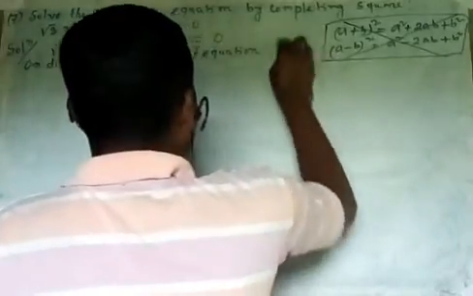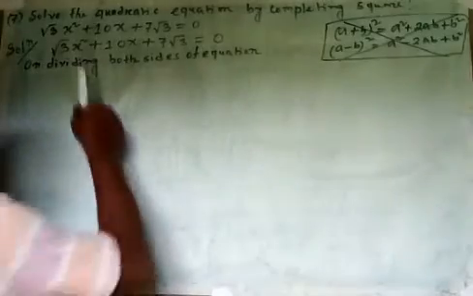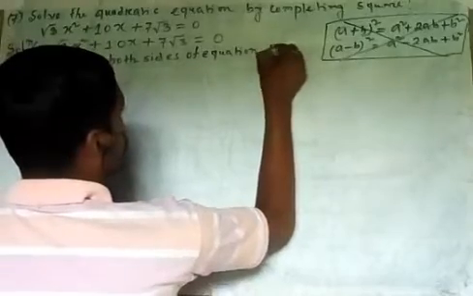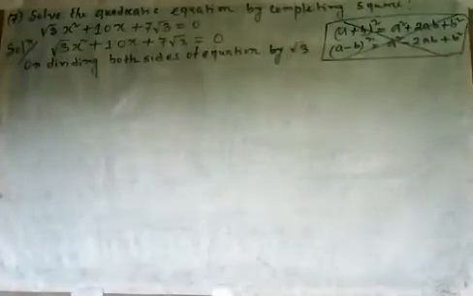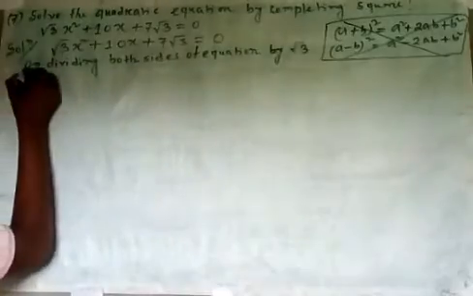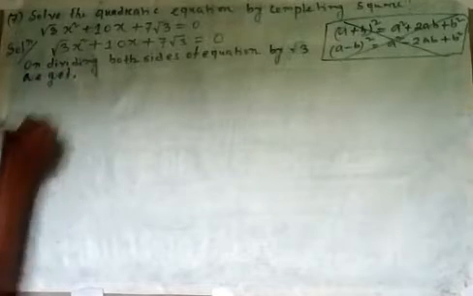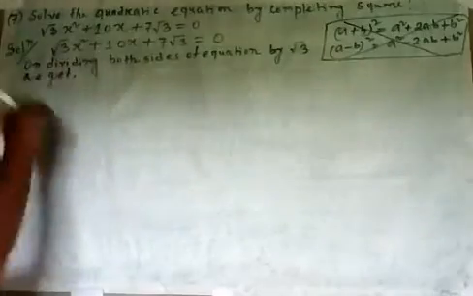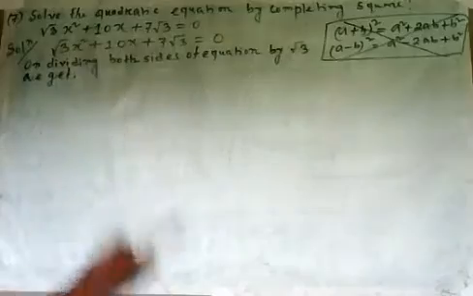How much we have to divide? Look, coefficient of x square is how much? Coefficient of x square is root 3. So we have to divide by root 3. On dividing both sides of the equation by root 3, we get what? We have to divide both sides.